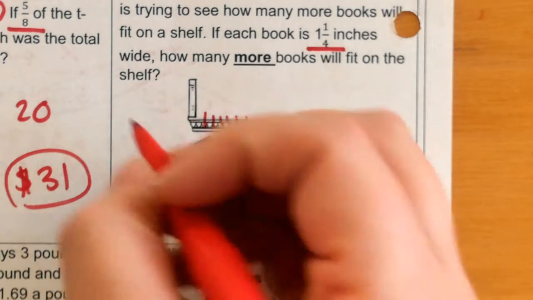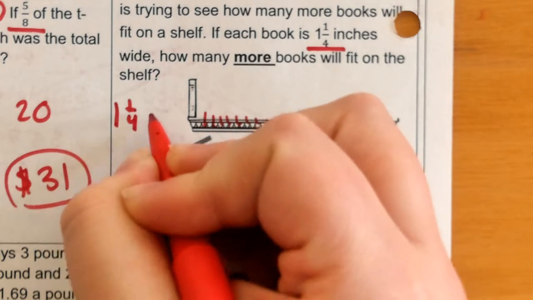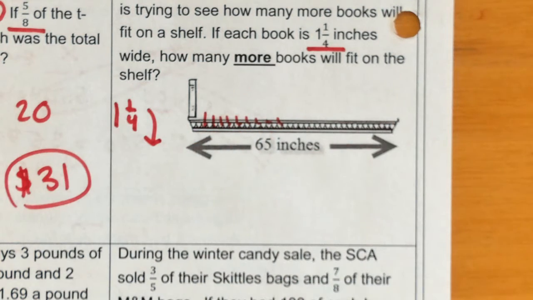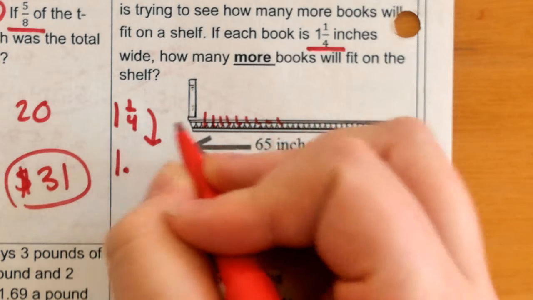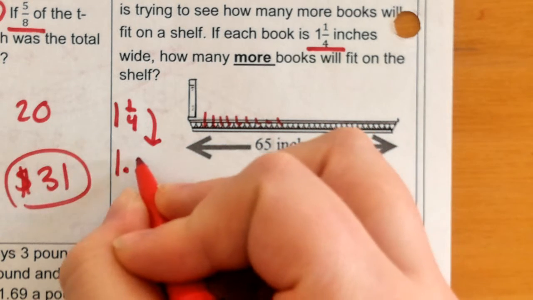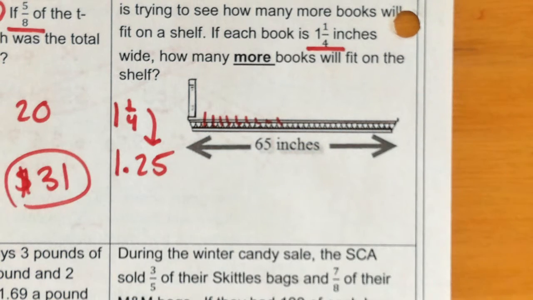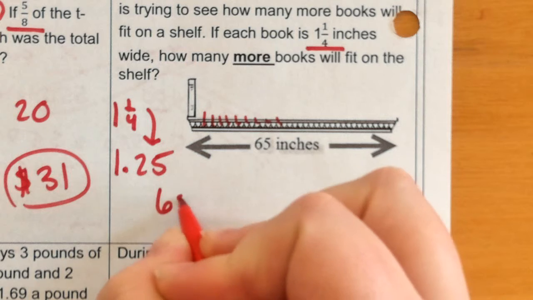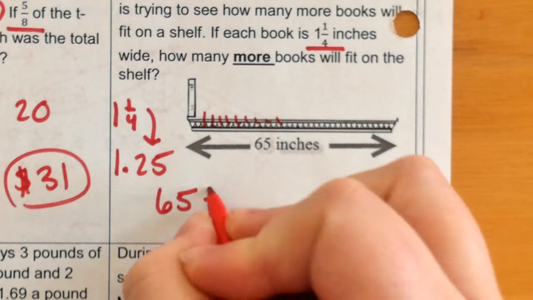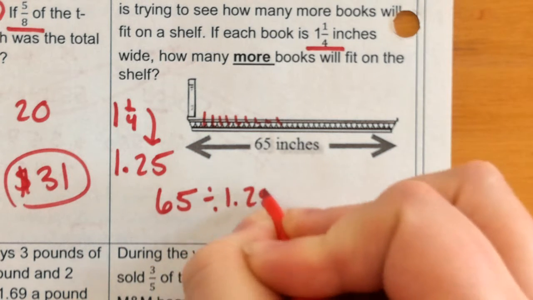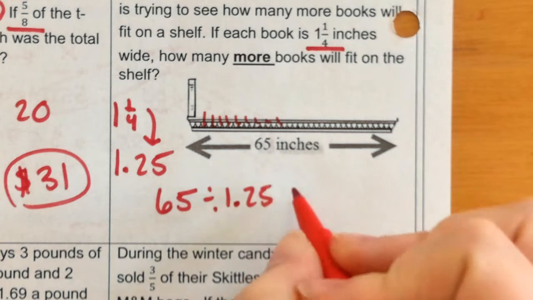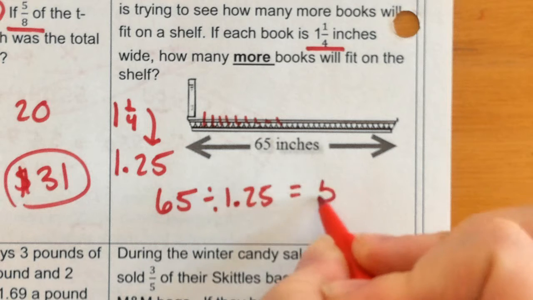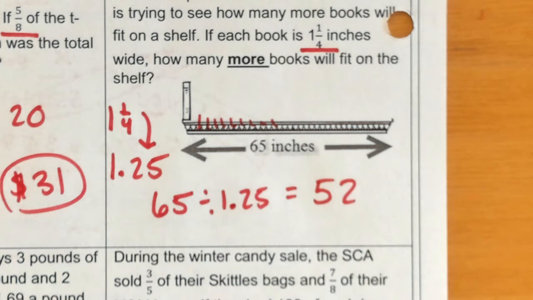But let's figure out what 1 1/4 is. If you don't remember your mixed numbers, 1 1/4 means 1 and 1/4. 1 divided by 4 is 0.25, so that's 1.25. So we're taking 65, we're seeing, okay, how many pieces, or how many times can we fit 1.25 into that? So we're going to be dividing. When you divide those together, you get 52.